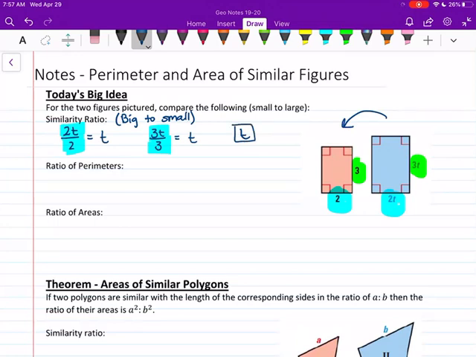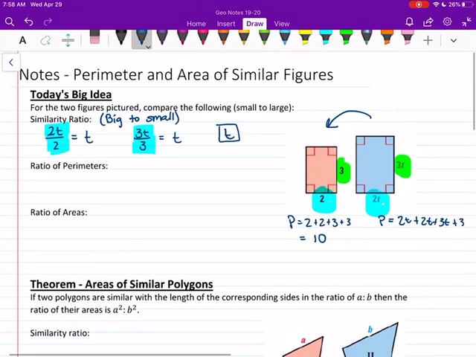Okay, the ratio of the perimeters. Let's find the perimeter of the red rectangle. The perimeter of the red rectangle is 2 plus 2 plus 3 plus 3, which gives me 4 plus 6, so I get 10. And the perimeter of the blue rectangle is 2t plus 2t plus 3t plus 3t. So that would be 10t.